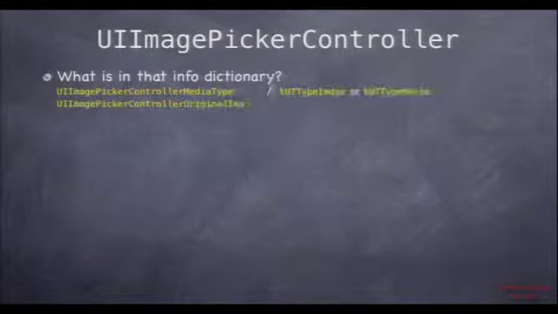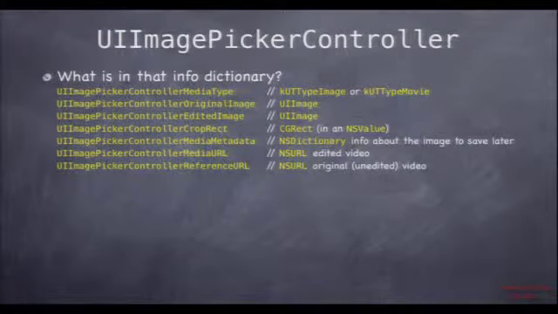Now, let's talk about that info. Here's the info you get back. It's a dictionary. Here are the keys that are in the dictionary, and the values, or their type, are on the right. Basically, you're going to get the image back. If you allowed editing, you're going to get the edited image. You'll also get a pointer to the original image, which is kind of interesting. You'll get the rectangle they chose to crop inside if they edited it. And if it's video, then you're going to get a URL to the edited video, and a URL to the actual original video.